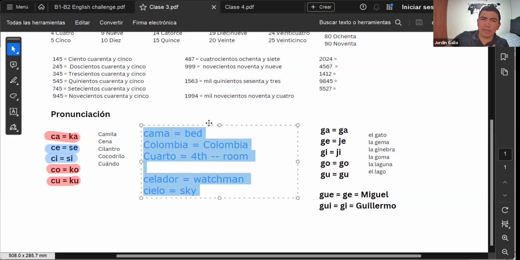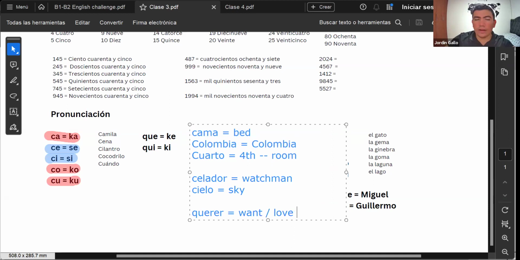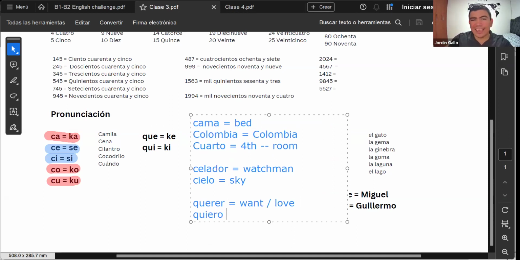So what happens if we want to have a sound like Ke or Ki? So we are going to use this, like querer. That's going to make the sound of K and E. This is to want or to love. And we can say quiero. That would be I want.